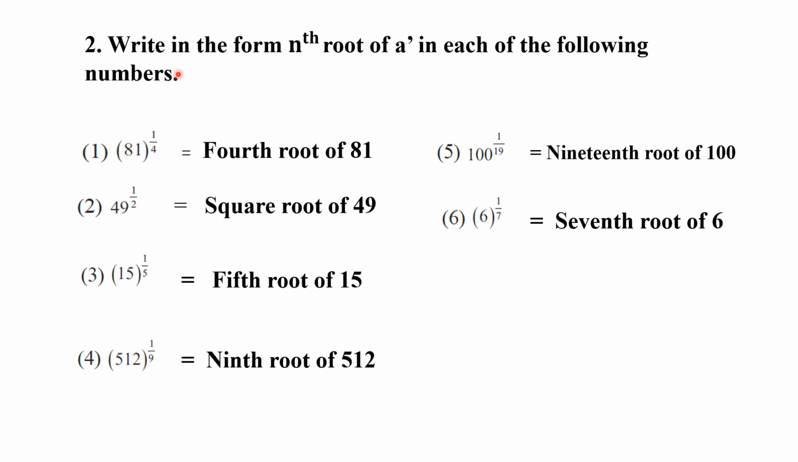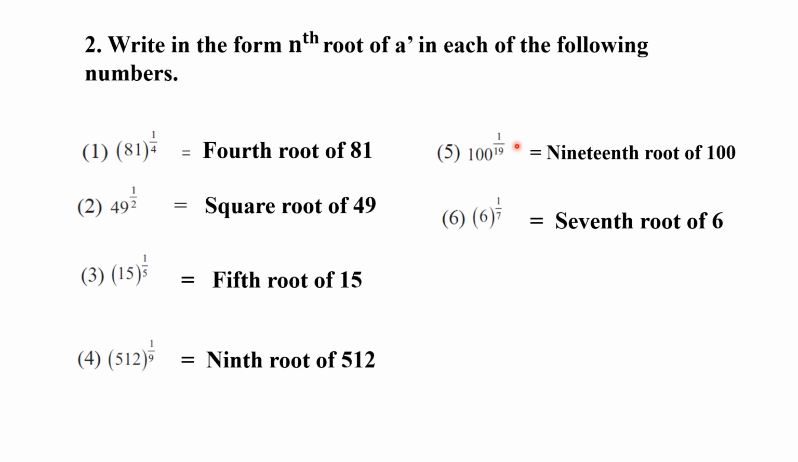Question 2. Write in the form nth root of a in each of the following numbers. 81 raised to power 1 upon 4 means 4th root of 81. 49 raised to power 1 upon 2 means square root of 49. 15 raised to power 1 upon 5 means 5th root of 15. 512 raised to power 1 upon 9 means 9th root of 512.